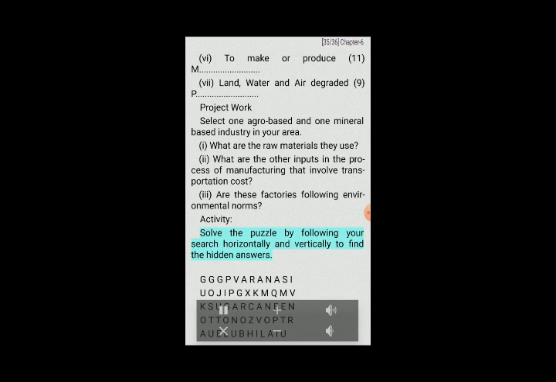Activity. Solve the puzzle by following your search horizontally and vertically to find the hidden answers.